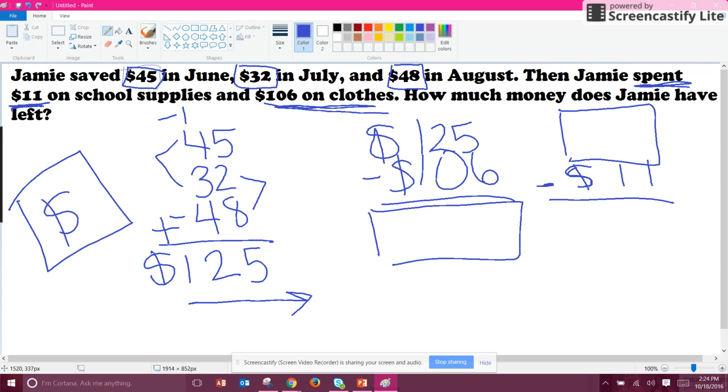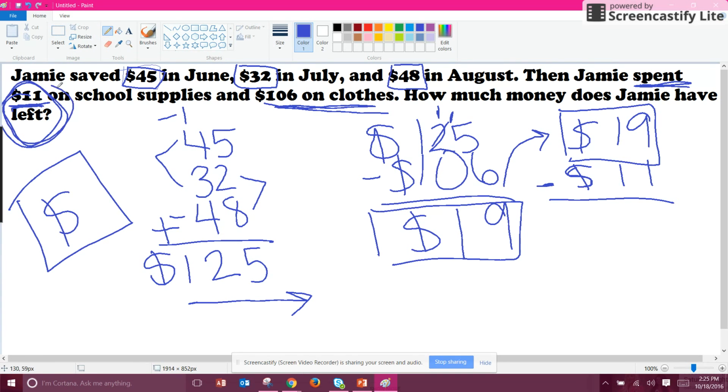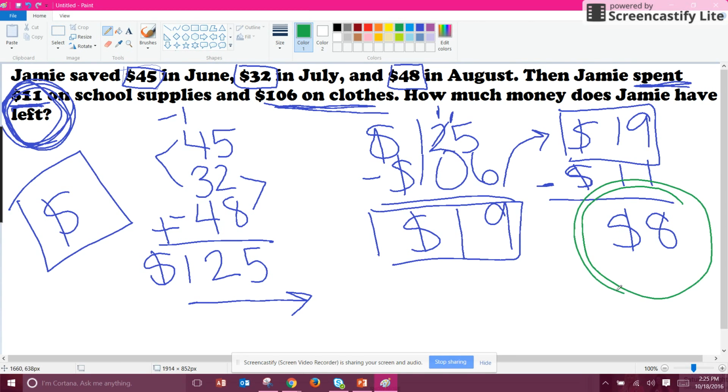5 minus 6 we cannot do. We are going to take away the 1 and add it over here. 15 minus 6, or add the 10 over here technically, is 9. 1 minus 0 is 1. And 1 minus 1 is nothing, so $19. So now we move that $19, remember, over here. $19 minus $11, we'll find out how much she walked away with. How much did she have left? 9 minus 1 is 8. 1 minus 1 is nothing. She walked away after saving all that money, Jamie, with $8 left.